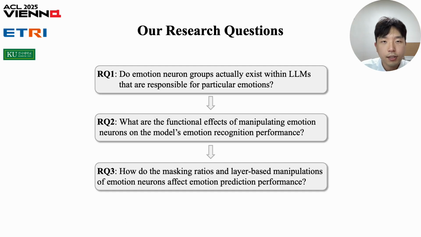To formalize this, we structured our work around three research questions. RQ1, existence. Do these emotion neuron groups actually exist? RQ2, functionality. What happens when we manipulate them? This aims to establish a causal link. And RQ3, granularity. How does the impact change depending on how many neurons we mask and where they are located? This forms the roadmap for my talk.